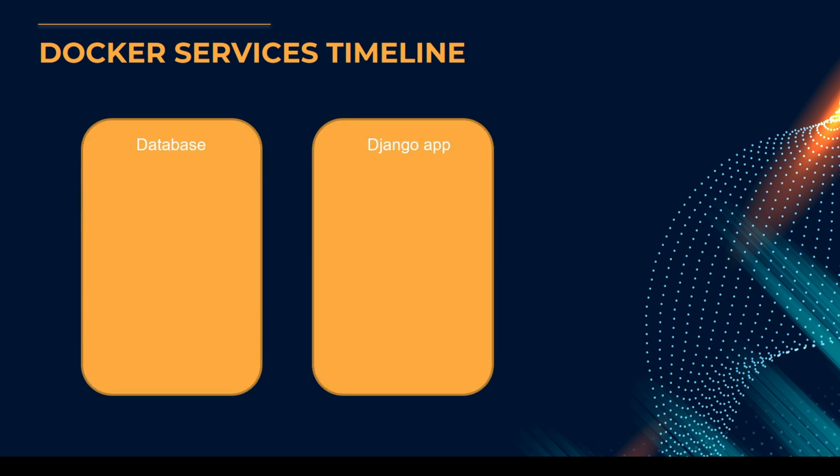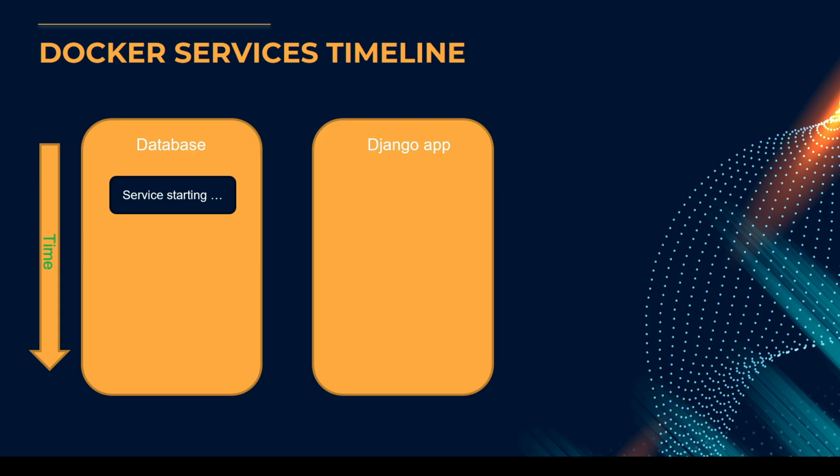To demonstrate the problem, I'm going to show you on this timeline. So here we have a timeline for our database service and our Django app service. Because we have configured depends on for our Django app, we have specified that the app depends on the database. So Docker Compose ensures that the database starts first, meaning the database service starts up before the app. So the database is starting, and then as soon as the database finishes starting, the Django app will then start.